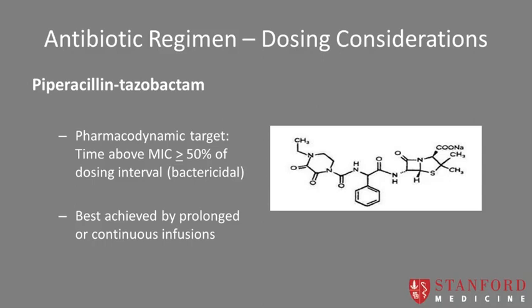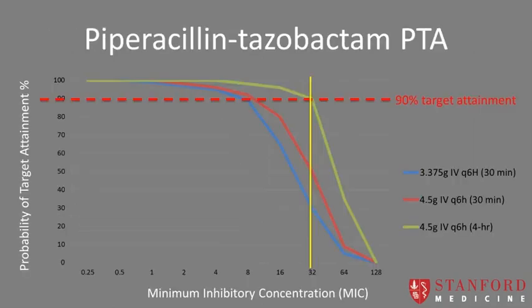Achieving this, especially if the organism turns out to have a relatively high MIC to piperacillin, albeit considered susceptible, is best done by either giving a continuous infusion of the antibiotic or by prolonging each individual infusion. And this has been discussed previously by Emily Mlee, in which she demonstrated the better achievement of pharmacodynamic targeting with infusions lasting 4 hours as opposed to 30 minutes.